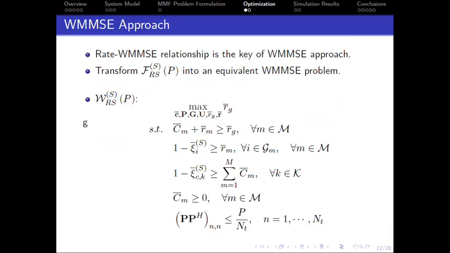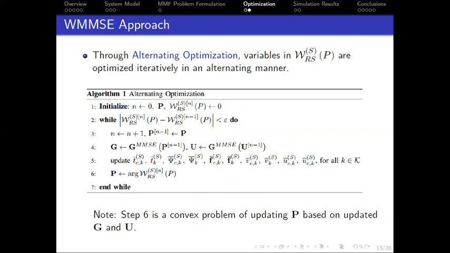A modified weighted minimum mean square error approach is designed to transform the original problem into an equivalent problem based on the rate and WMMSE relationship. Considering the block-wise convexity, we use an alternating optimization algorithm to solve this problem. Variables in this equivalent problem can be optimized iteratively until convergence.